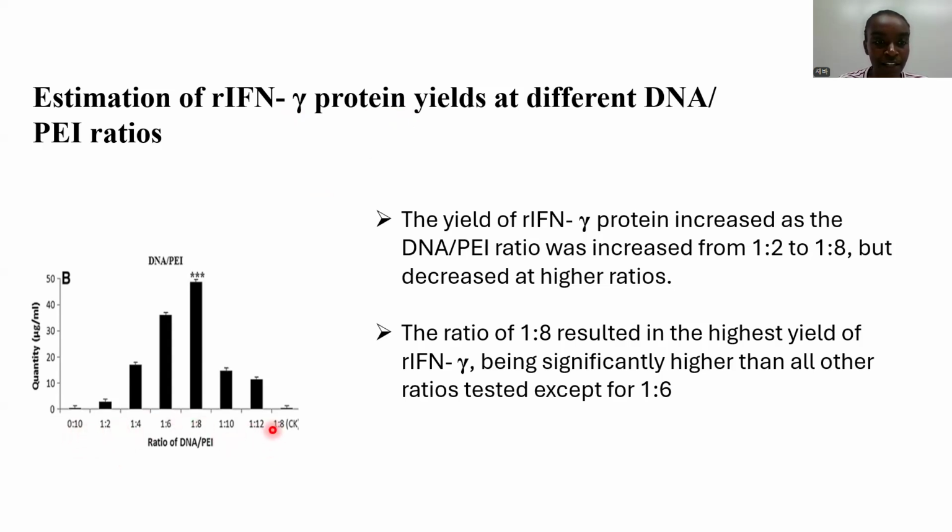at different ratios of DNA and PEI, as shown here, from 0 to 10 to around 1 to 12. And accordingly, the yield of the recombinant interferon gamma protein was shown to increase as the DNA PEI ratio was increased, as you can see here, 1 to 2, 1 to 4, 1 to 6, and the optimal was again confirmed to be 1 to 8. So any increase after 1 to 8 was shown to be detrimental, as there was decrease in the yield, and hence the optimal ratio of the DNA to PEI complex was determined to be 1:8, and anything above that was shown to be not healthy for the production of quality protein as shown in this experiment.